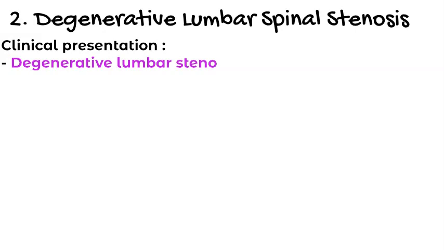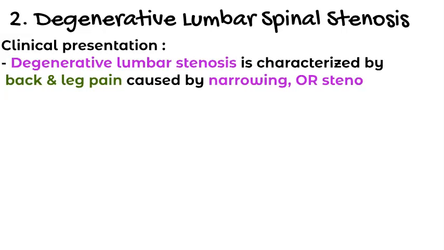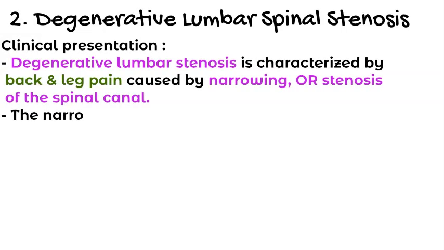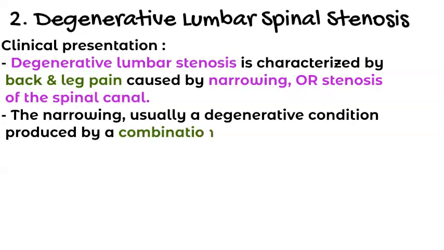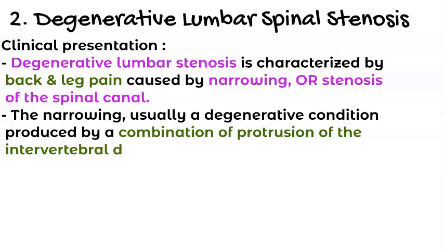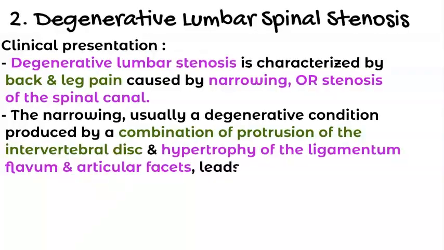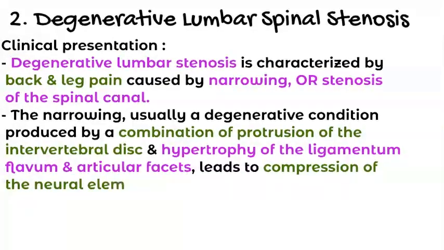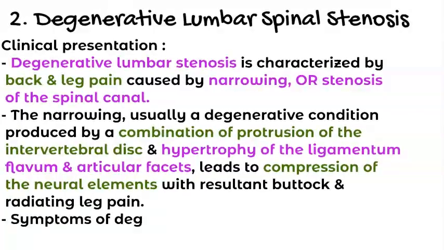Number 2, regarding degenerative lumbar spinal stenosis. The clinical presentation. Degenerative lumbar stenosis is characterized by back and leg pain caused by narrowing or stenosis of the spinal canal. The narrowing, usually a degenerative condition produced by a combination of protrusion of the intervertebral disc and hypertrophy of the ligamentum flavum and articular facets, leads to compression of the neural elements with resultant buttock and radiating leg pain.